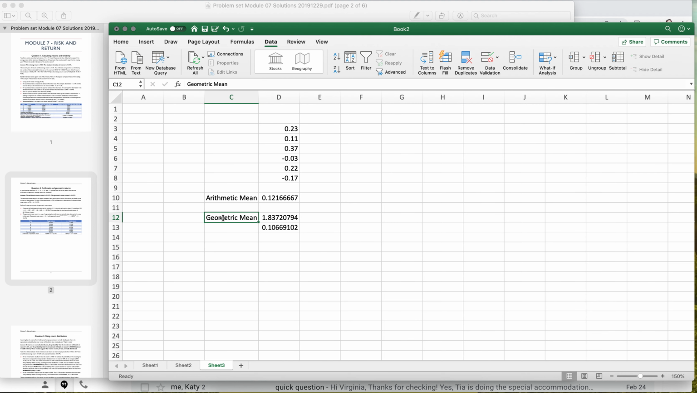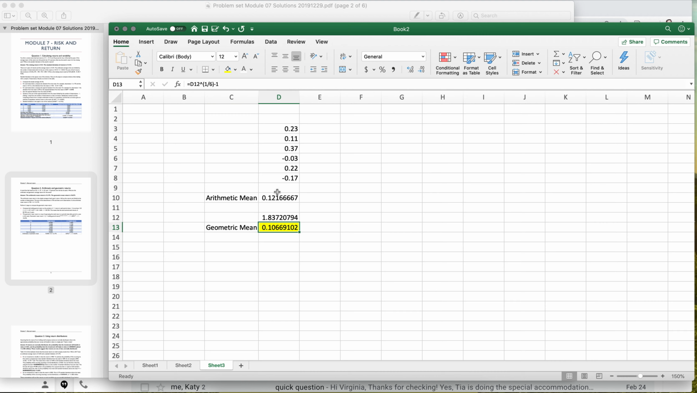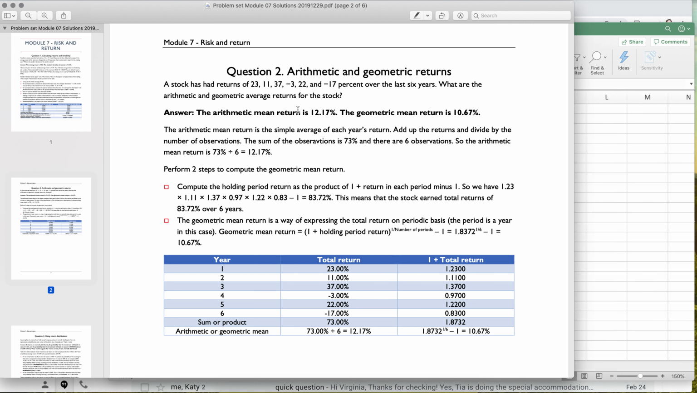And so our arithmetic mean is 12%, and our geometric mean is 10.7. And that's the answer.